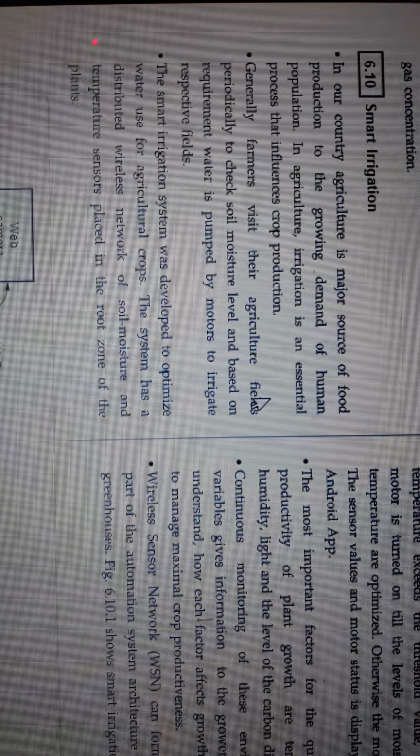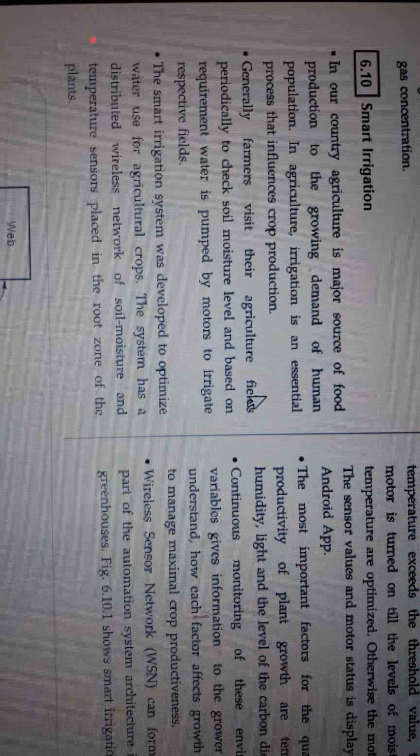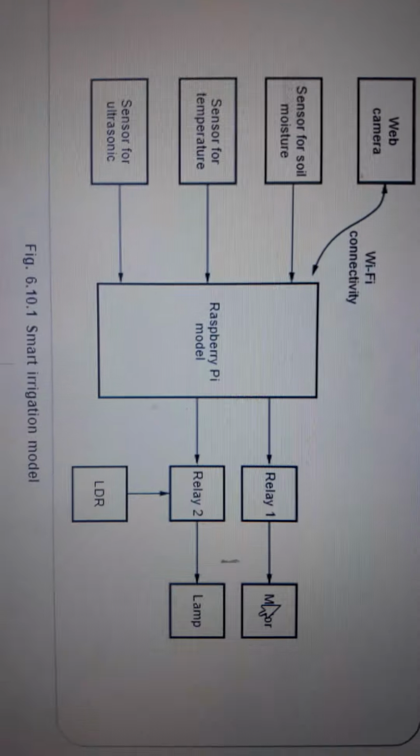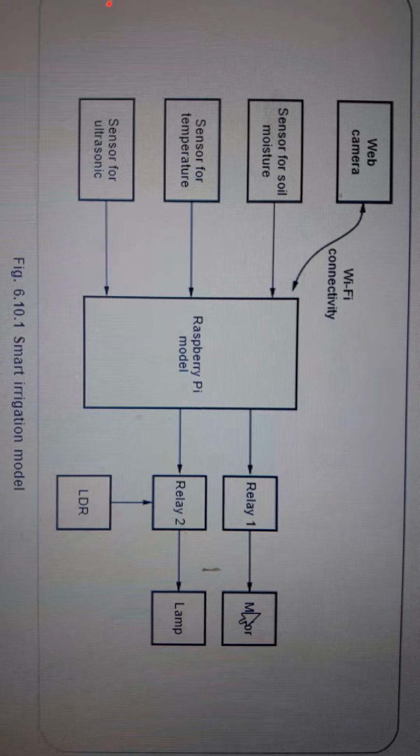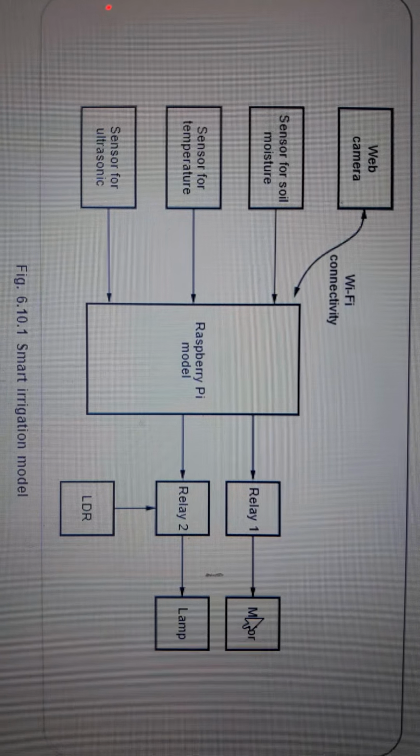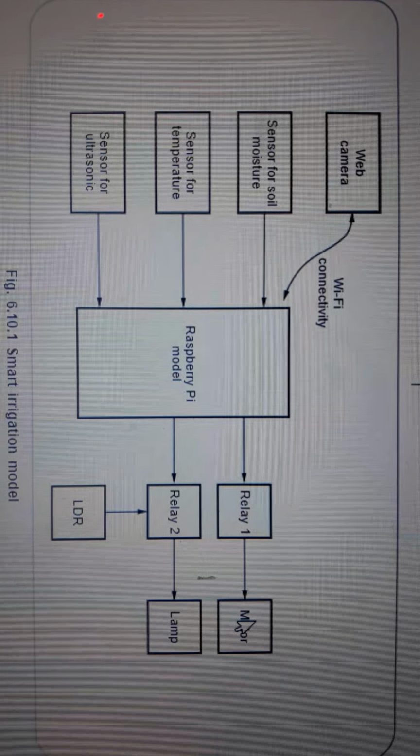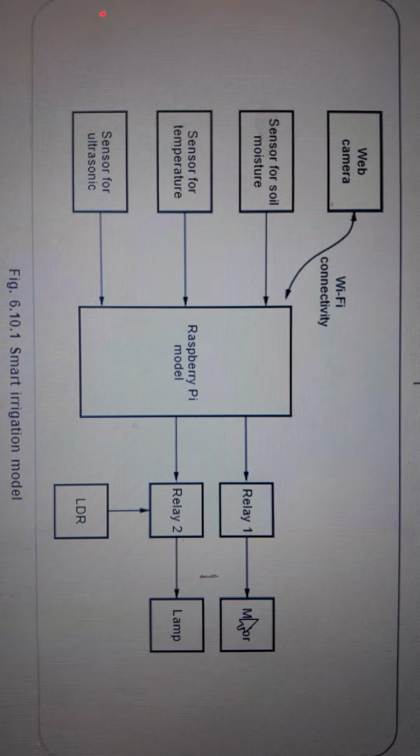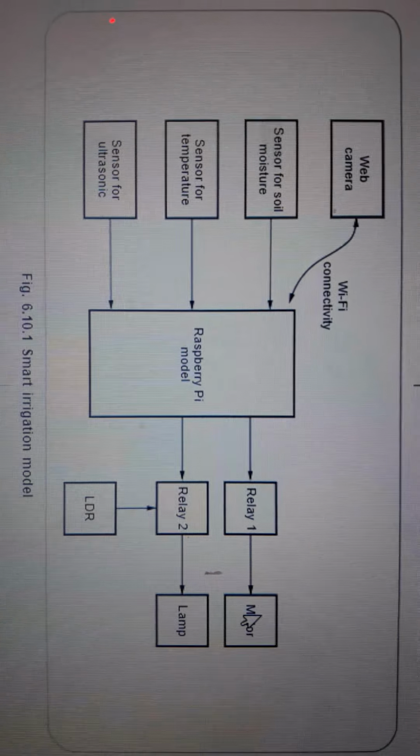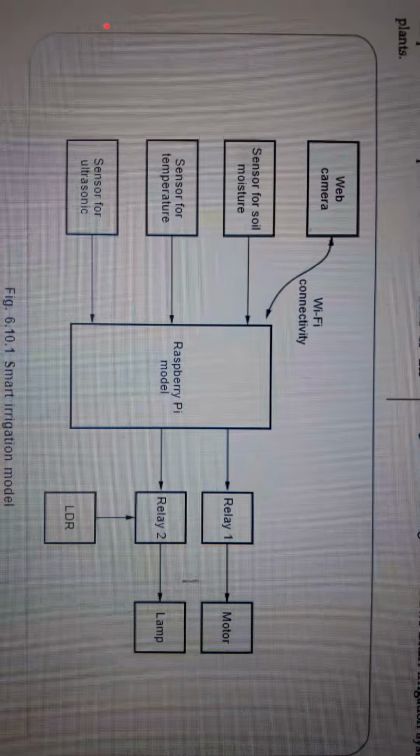The system has a distributed wireless network of soil moisture and temperature sensors placed in the root zone of the plant. Here we can see the smart irrigation model containing web camera, sensor for soil moisture level, sensor for temperature, sensor for ultrasonic, Raspberry Pi model, relay 1, 2, 3 layer, motor and lamp.